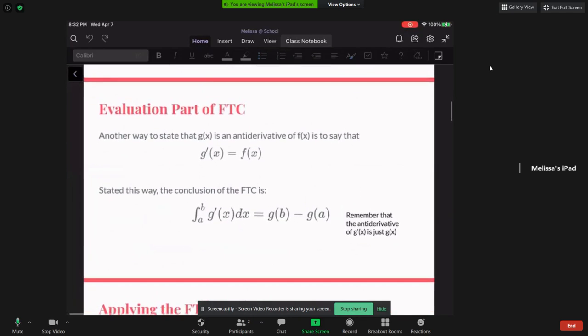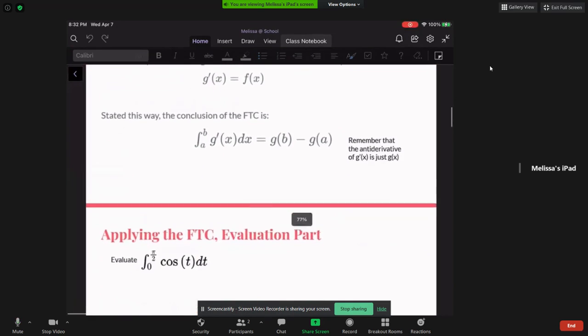Okay, so we're going to take a look at the evaluation part of the fundamental theorem of calculus. So these are just reminders again. First one, g prime of x is equal to f of x. That's what we first talked about with the fundamental theorem. And then what that really means is that if I do the integral of g prime of x, I can evaluate that as g of b minus g of a. And just remember that the antiderivative of g prime of x is just g of x. That concept is going to come in a lot over these problems today.